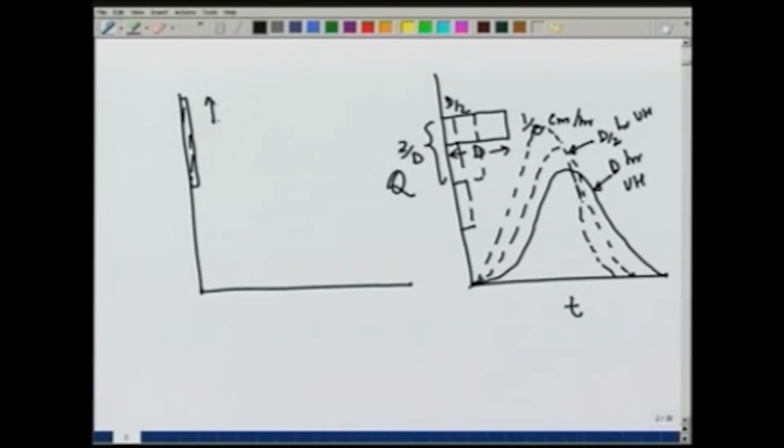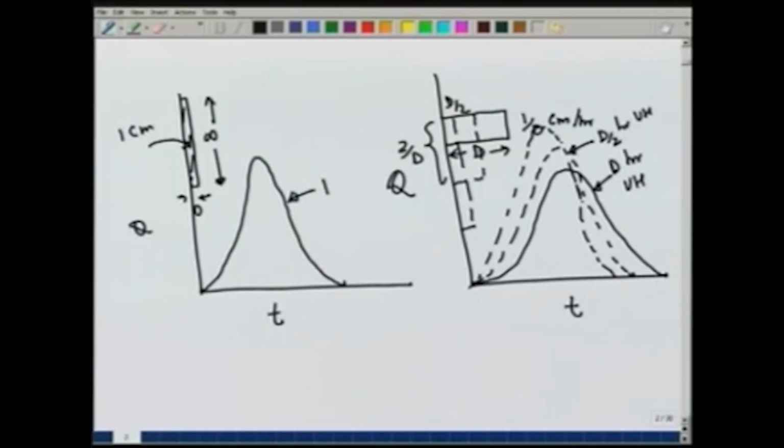The intensity is infinite, of course, and the duration is 0. So, naturally, we will not be able to show it on this figure, but the intensity and duration are such that the total amount of rain is 1 centimeter, and the DRH resulting from this is known as the IUH.